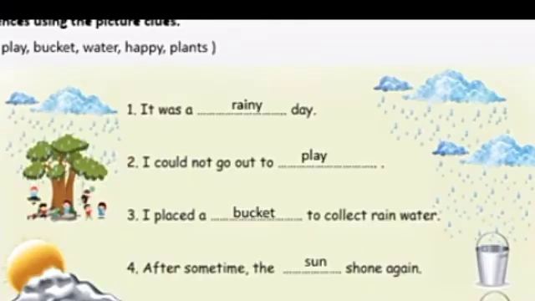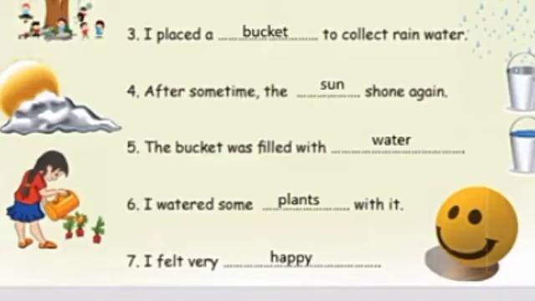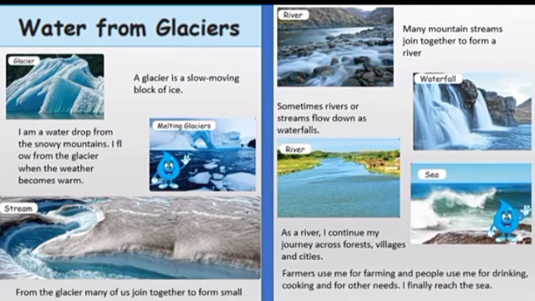Fill in the blanks with the above given words. It was a rainy day. I could not go out to play. I placed a bucket to collect rainwater. After some time, the sun shone again. The bucket was filled with water. I watered some plants with it. I felt very happy. A glacier is a slow moving block of ice.